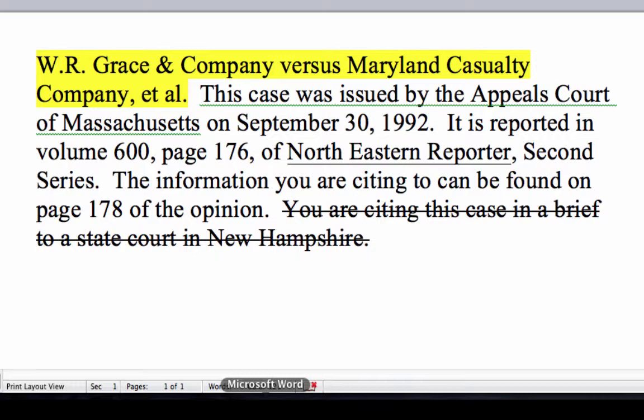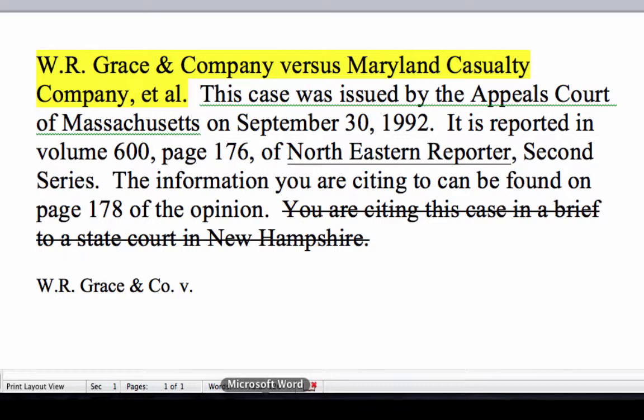W.R. Grace and Company is the full name of the company, so there's nothing that you can omit from that. So W.R. Grace, and however, if you look at Table T6, company can be shortened. So company just becomes Co., period, comma. Just joking. Don't put the comma yet. We're not done. So W.R. Grace and Co. Then versus becomes shortened to just v. Maryland Casualty Company et al.